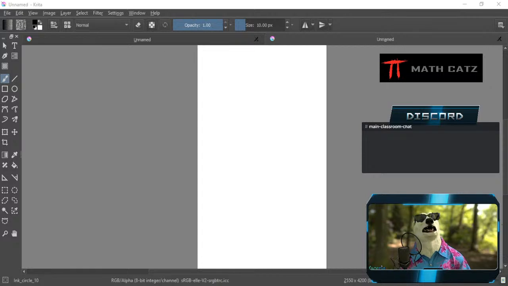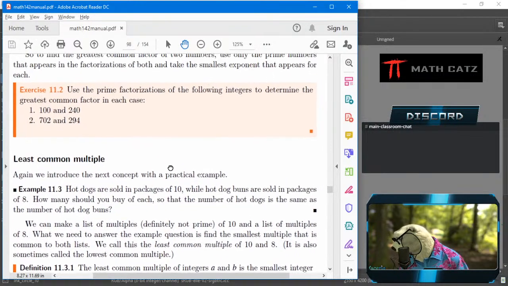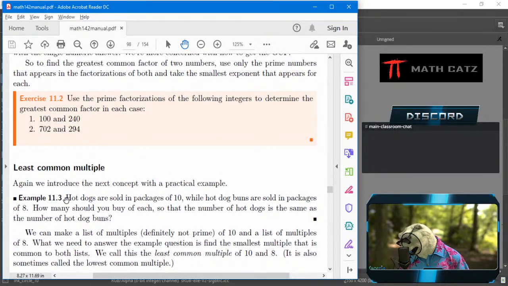Where we are just wrapping up our discussion on factors and multiples. Now, we talked about the greatest common factor, and we just have the other side of that discussion to wrap things up, and we'll start with an example in 11.3.